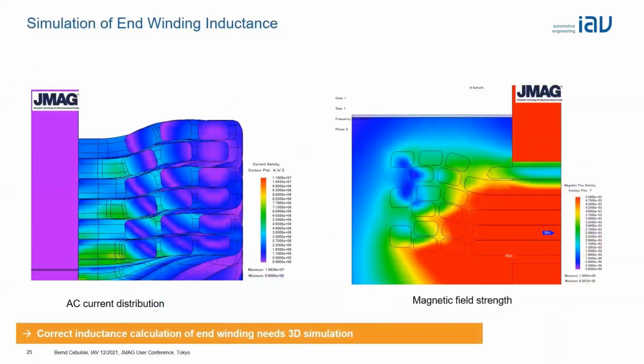Here's another picture of the same phenomenon, where we try to show the AC current distribution. Although the field in the end winding region is quite low, there's still a very high effect on the AC current distribution. So if you're interested in that, you also need to establish some comprehensive simulation.